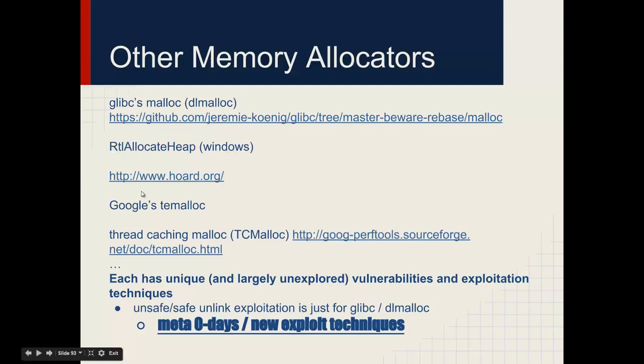There's RtlAllocateHeap for Windows. There's Hoard allocator. There's Google's TCMalloc, which is the thread caching malloc, and so on. What's worth noting here is that each one of these has unique and largely unexplored vulnerabilities in the way they do things in their doubly linked list algorithms and for allocating and freeing, management, maintenance, caching, optimization, and so on. There are unexplored, undiscovered exploitation techniques that are unique to each of these. Probably the second biggest one would be Windows with RtlAllocateHeap, and so on. And these new exploitation techniques, I've seen some people call them meta-0-days because they are entirely new ways to exploit vulnerabilities or previously unknown vulnerability categories. But I digress.